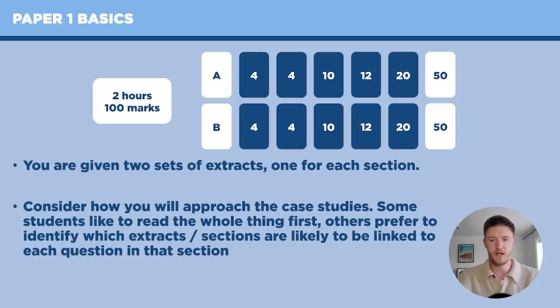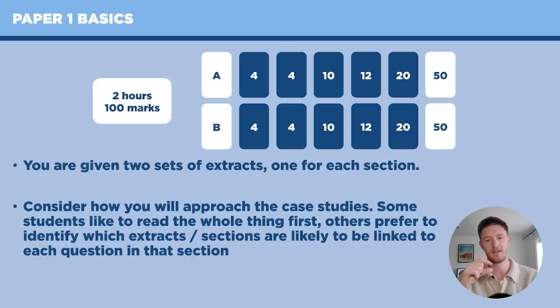You're given 2 sets of extracts. There's 1 for each section. Now, in Paper 1, typically what you tend to see, not always, is the first section being more Theme 1 based, the second section being more Theme 4 based. So there's a bit more of a split. On Paper 2, it's not quite like that. So that's what you should expect.